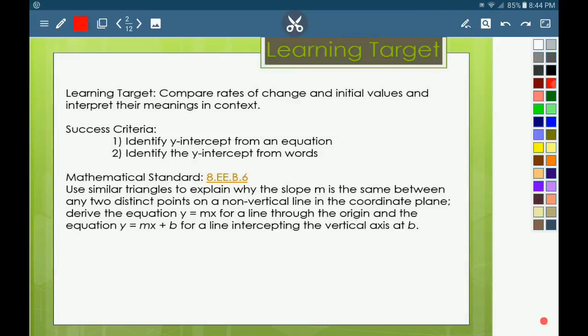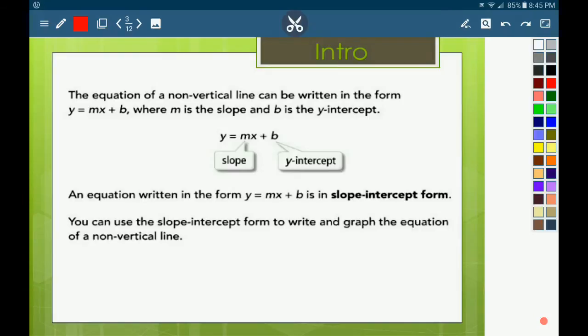First, we're going to be able to identify the y-intercept from an equation. We did briefly mention this in the last lesson, but we didn't hone in on it and talk about it to a great extent. We're also going to be able to identify the y-intercept from words. I mentioned it yesterday, but it wasn't something that we really focused on. So we're really going to focus on the y-intercept today, in equations and words. So let's take a look at this first little intro.